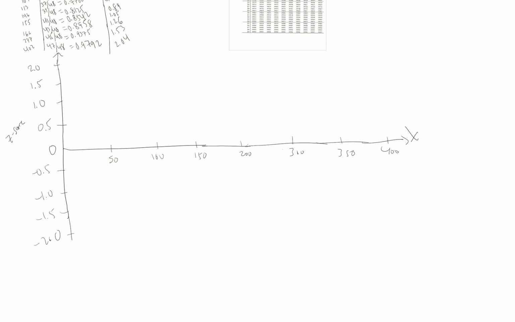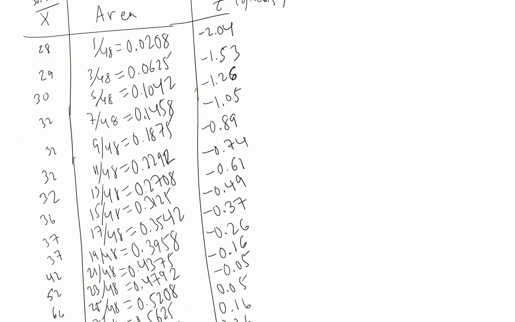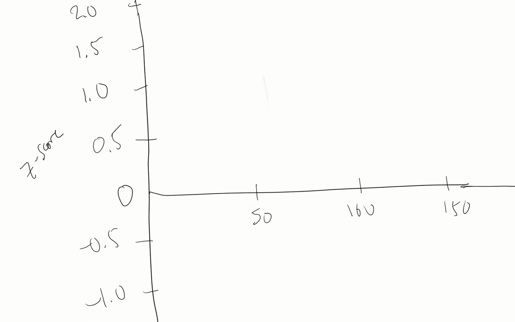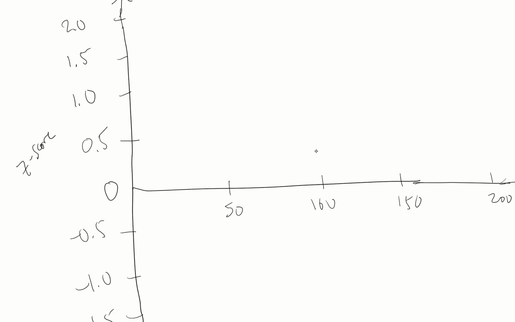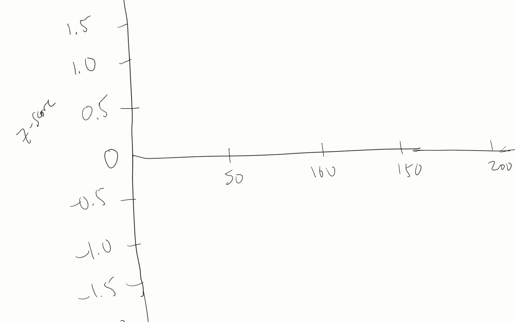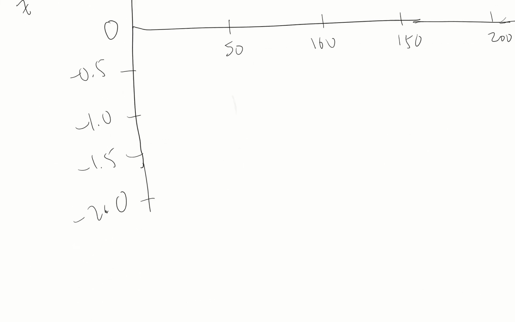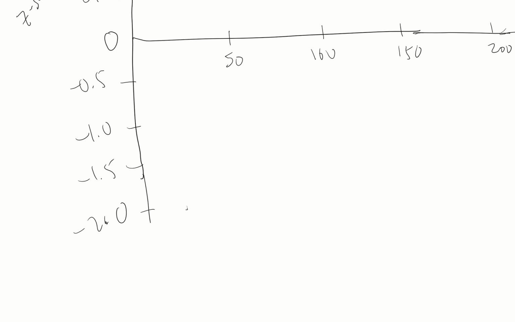Now we have our x and our z, and all we do is plot the data. 28 is negative 2.04, 29 is negative 1.53, 30 is negative 1.26, which is right around here, 32 is negative 1.05, and so on. We keep plotting these points until we get our graph.